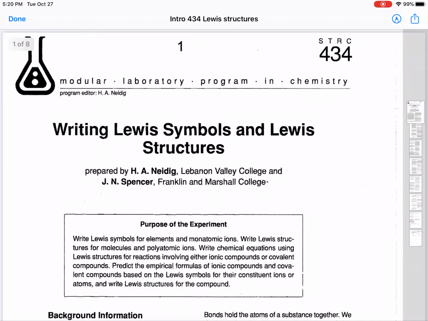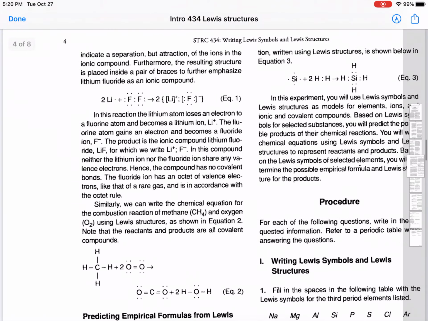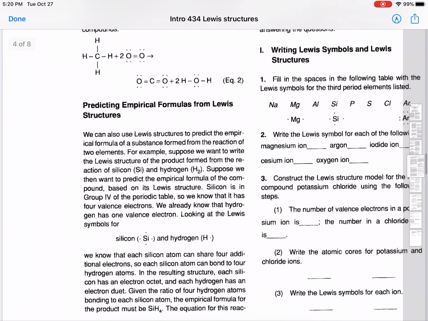It is asking you to write the Lewis symbol. Fill in the space in the following table with the Lewis symbol for the third period elements listed. So basically, a Lewis symbol is where you write the atom symbol and then how many valence electrons that atom has in the neutral form. If it is an ion, we can consider the number of electrons in the ion when writing a Lewis symbol.